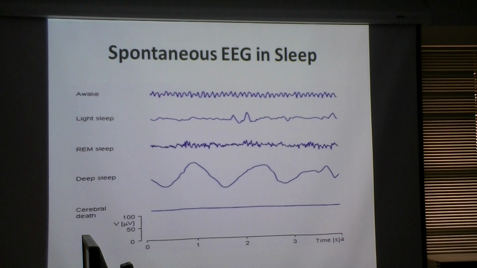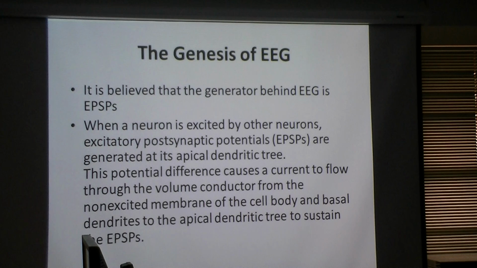Some spontaneous EEG in sleep. These are the waveforms. We should know that in deep sleep it's 0.5 to 4 hertz, then 4 to 8 hertz. So at different stages of sleep, these are a kind of signature of EEG. I'm just giving you the idea of what EEG is and how the signal is, and I gave a very brief idea about the generation of EEG.